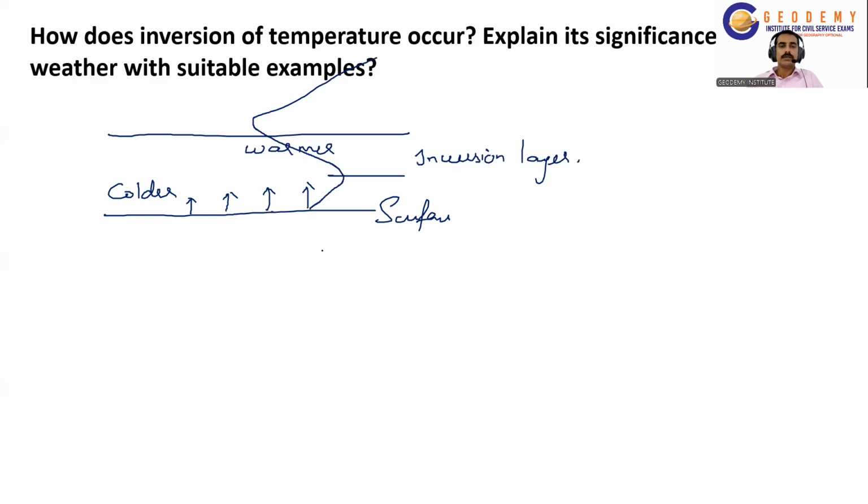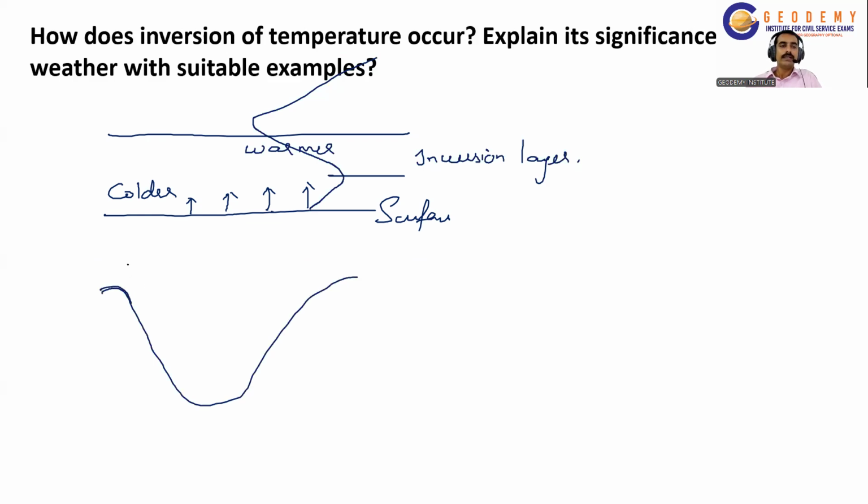And some other conditions are also there. This is non-advectional inversion, because there is no horizontal and vertical movement of the air. Advectional inversion is when, due to the movement of the air mass, the inversion may occur. One simple example is that it occurs in the valley region.